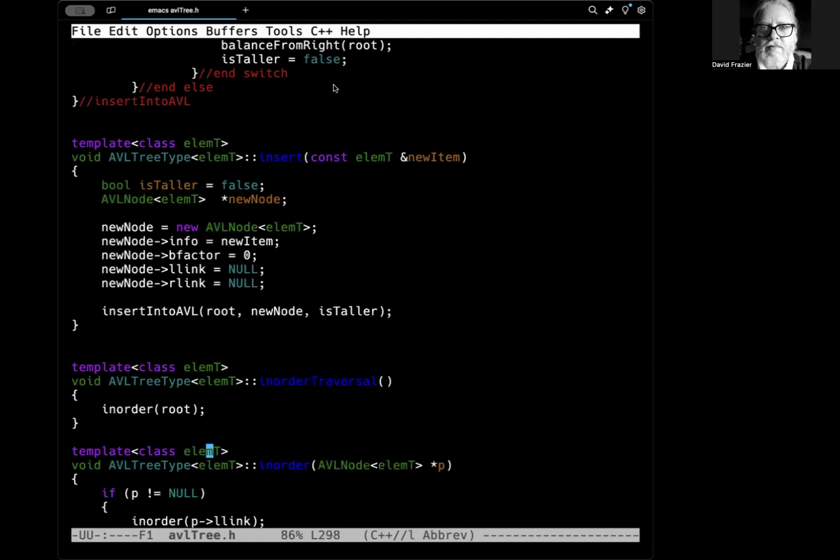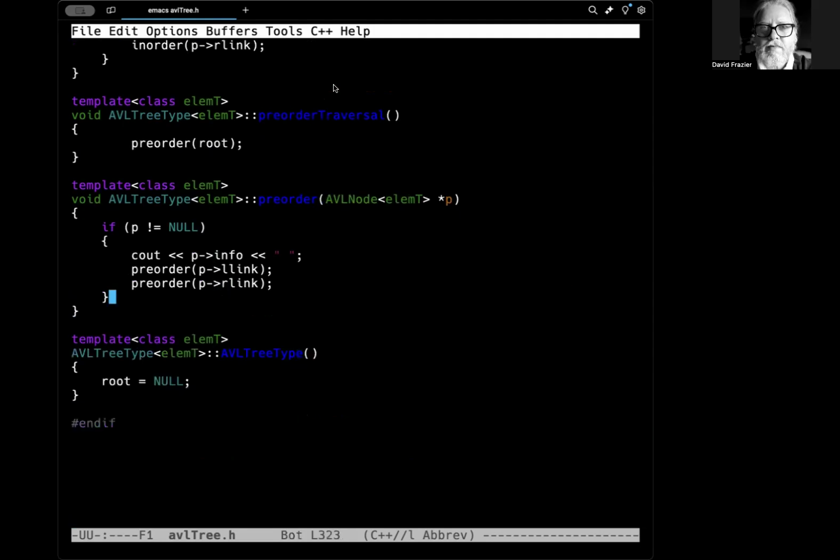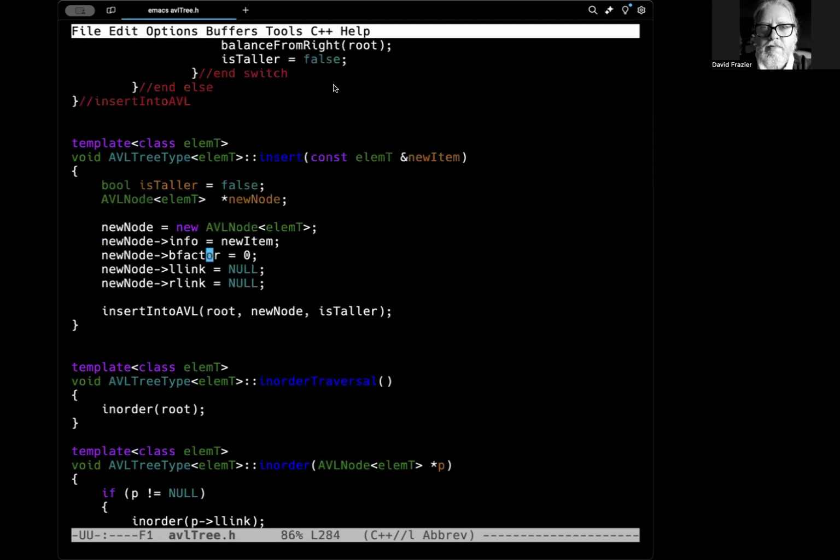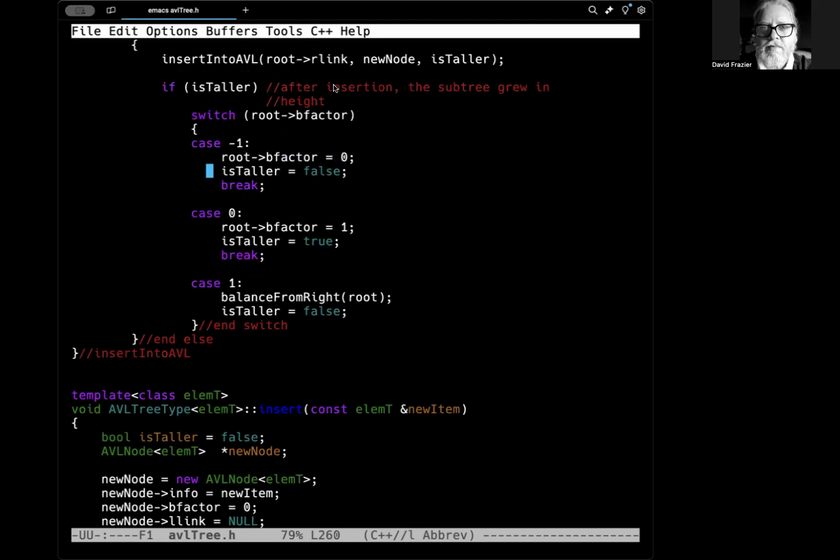And I think the traversal should be pretty much like we've seen before, so not much difference there. So this header file implements an AVL tree that you should be able to look at. So that's an introduction to the idea of self-balancing trees, in particular AVL trees, which I think are most commonly used.